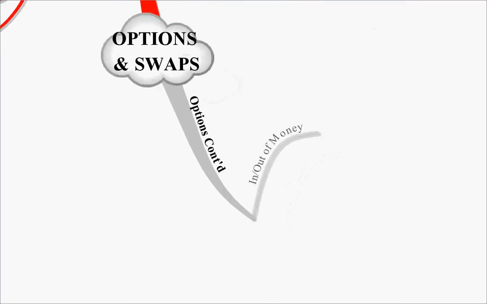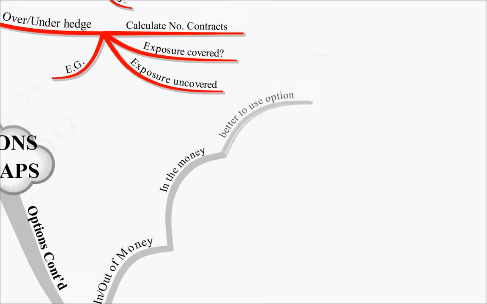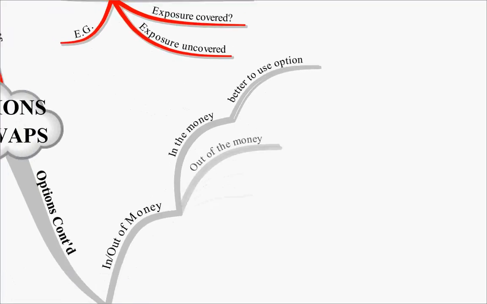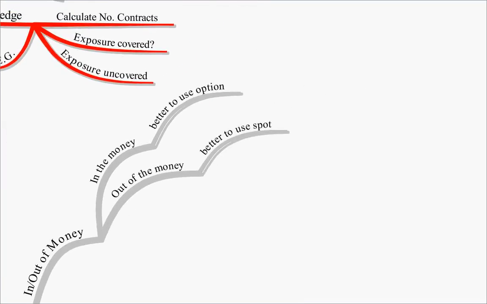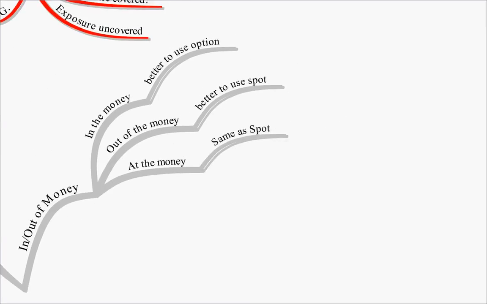So, on to a bit more about options, just a little bit of terminology. In and out of the money: if you're told in the question that an option is in the money or out of the money, what does that mean? Well, in the money means simply that it's better to use the option. If it's out of the money, it's better to use the spot rate. If it's at the money, then it's exactly the same as the spot rate. So just a little bit of terminology in case it would come up in the exam.